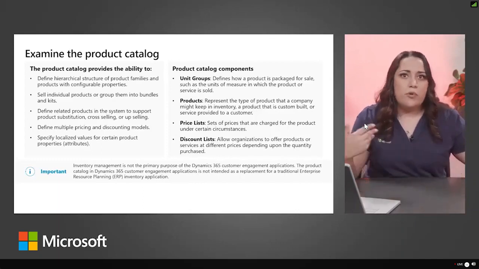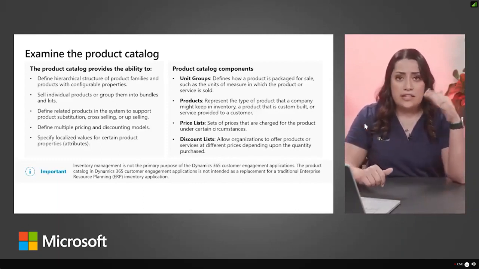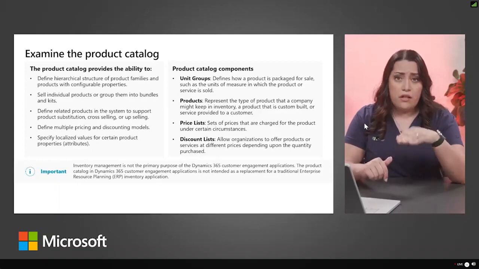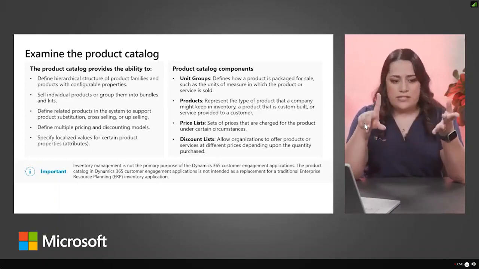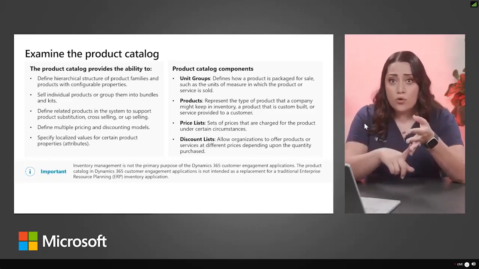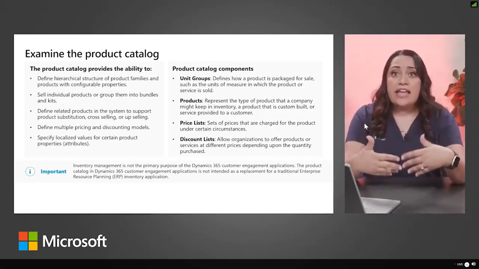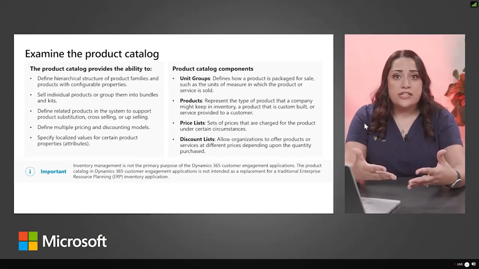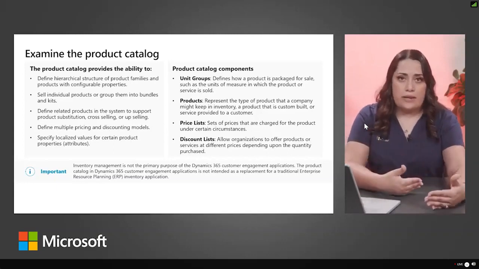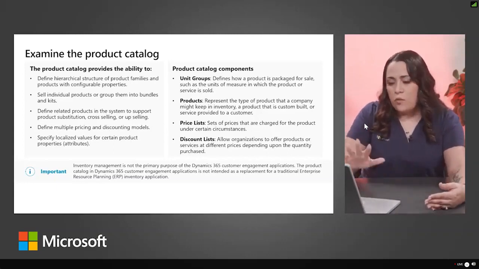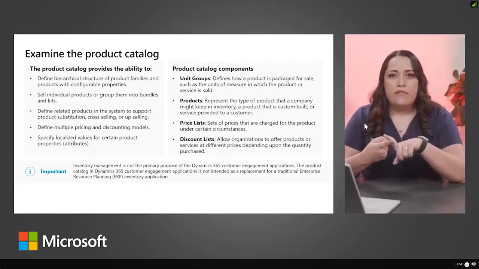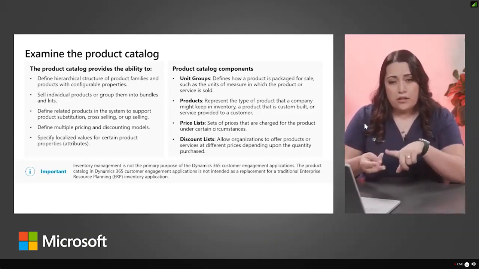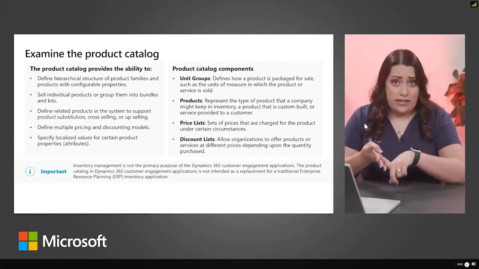Now, a typical product catalog usually includes a list of all the products that you sell, but it also has all of the different pricing options. You know, what's the difference between retail pricing versus wholesale? And what this does, it helps your sales team understand how that product is going to be sold. And so when we're looking at the product catalog, there are 4 main categories. We have the unit groups, the products, the price lists, and the discount lists.